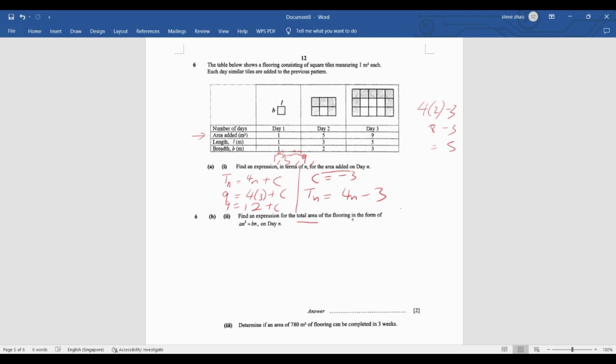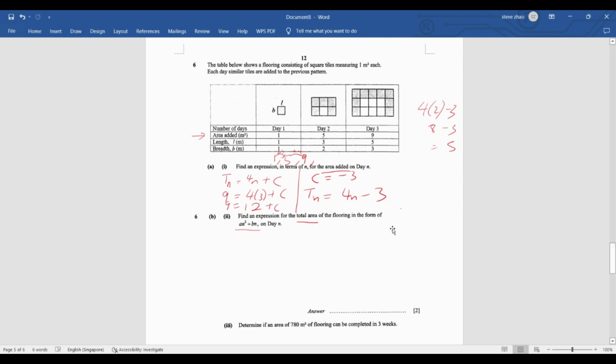Next, I want the total area of the flooring in terms of this. Again, you can see in this question, they are giving you a bit of help. They give you the format. They don't just say find the expression or find the nth term formula and then not give you anything. You're supposed to think for yourself what format it could be. The purpose of giving you this format is that at least you can use it to do simultaneous equations if you do not know how to find the formula directly.